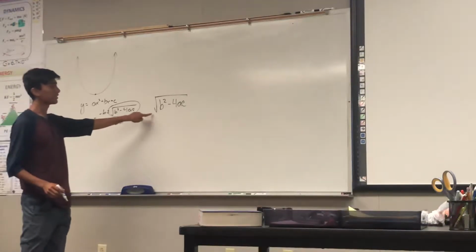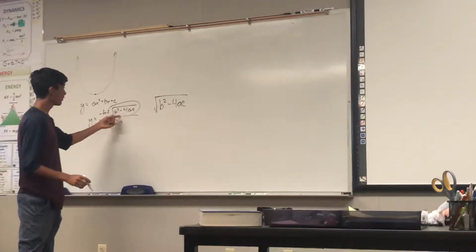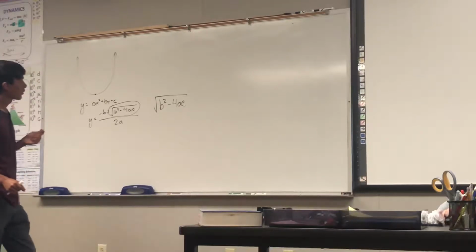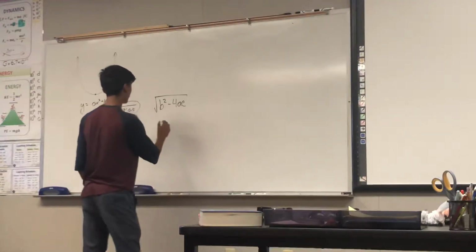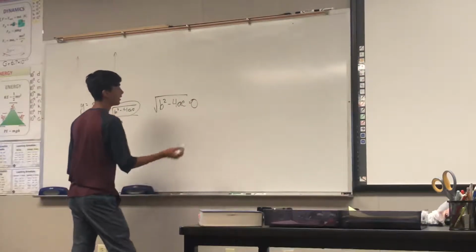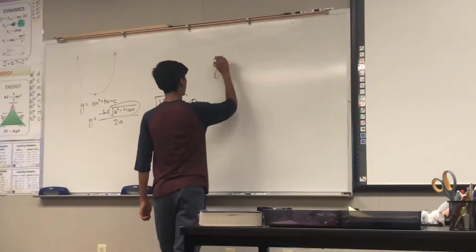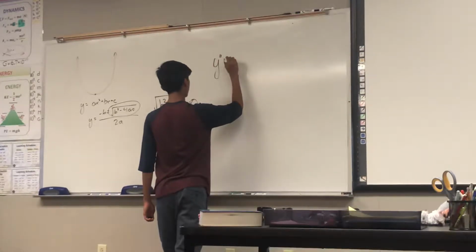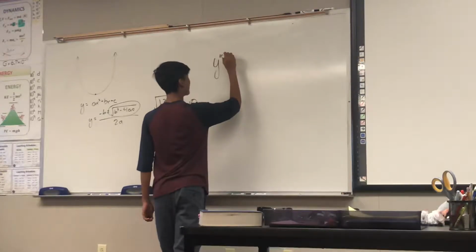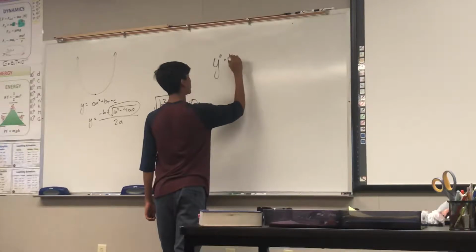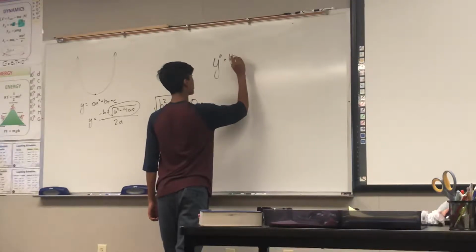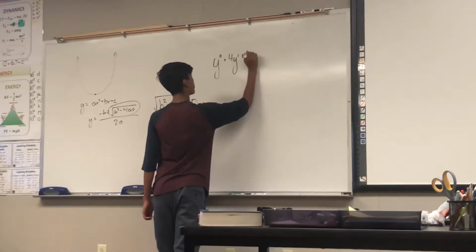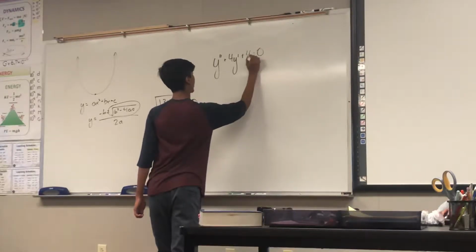And this determines how many solutions you have. If it's negative, then you have 0. If it's positive, you have 2. And if it's 0, then you have 1. So let's say we have a case where this equals 0. Let's say we have some example. Let's say y double prime plus 4y single prime plus 4y equals 0.